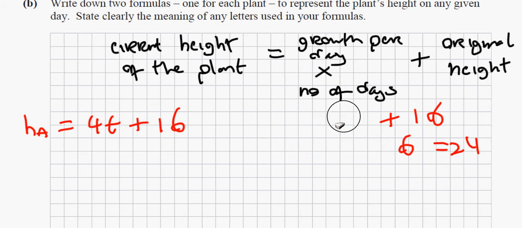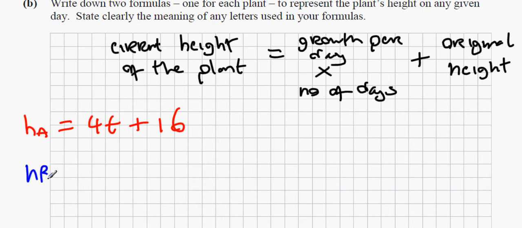Now we're going to do it for plant B. HB, which is the height of plant B. It grows not at 4, but at 3.5 centimeters per day. That's T, and its original height is 24. Okay. Now, HA means height of plant A.